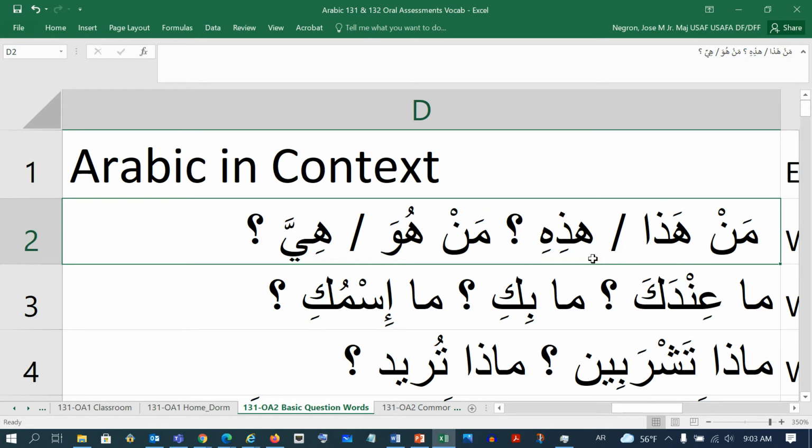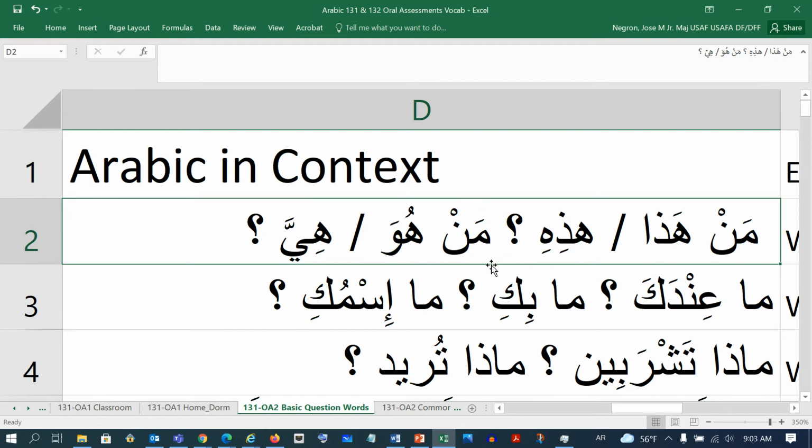The feminine version of hadha, it's the same word, "this," but feminine, is hadihi. So if you wanted to say who is this and you're gesturing to a woman, you would say men hadihi, men hadihi. Who is this? And you're gesturing to a feminine item or thing or person.